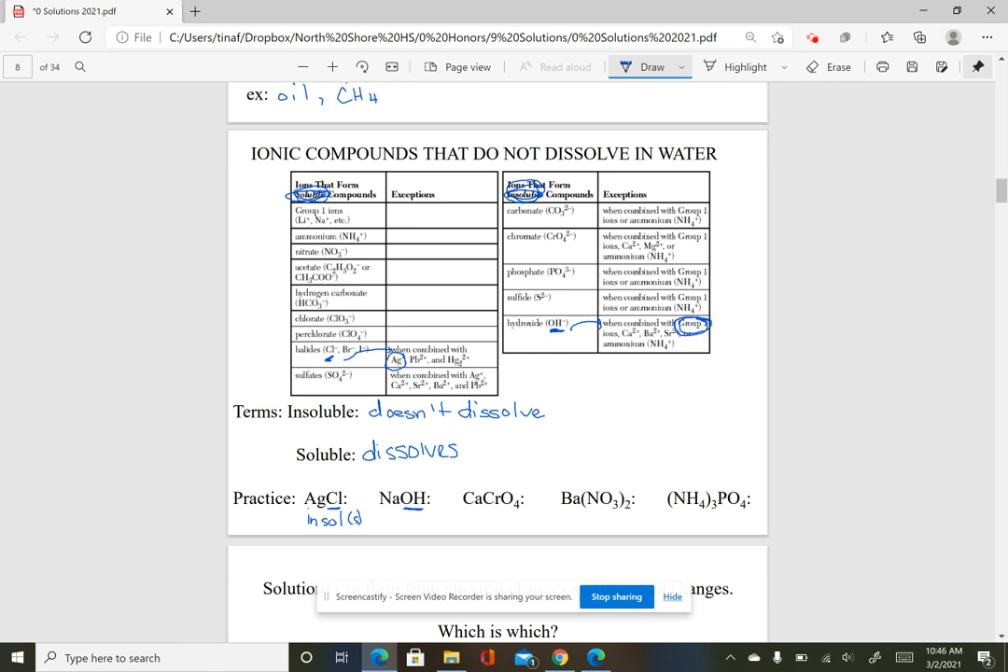Is Na in group 1 on the periodic table? Yes, it is. So typically, OH compounds are insoluble except for if they're bonded to something in group 1 or something else in this box. So this would be soluble, and the symbol we can write next to it would be an AQ. All right? I'm going to have you guys try the rest of these.